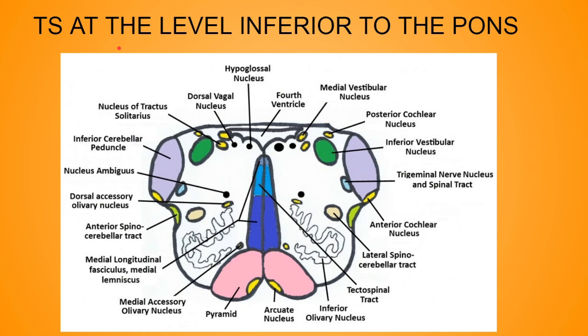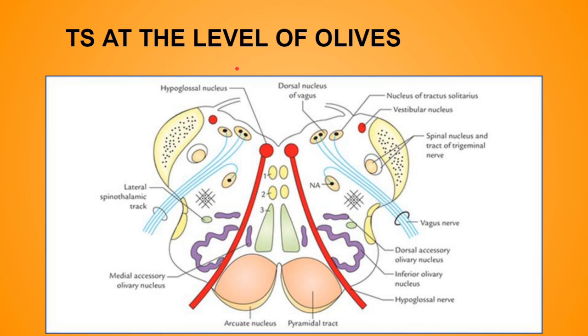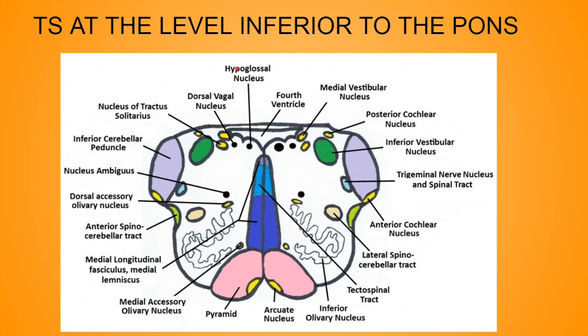Now next is the transverse section of the medulla just inferior to the pons, or the pontomedullary junction, we can say. Now there are no major changes in the distribution of the gray matter and the white matter in this section from that seen in the section of the medulla at the level of the pons. They are almost the same in both. But there are only two changes over here.